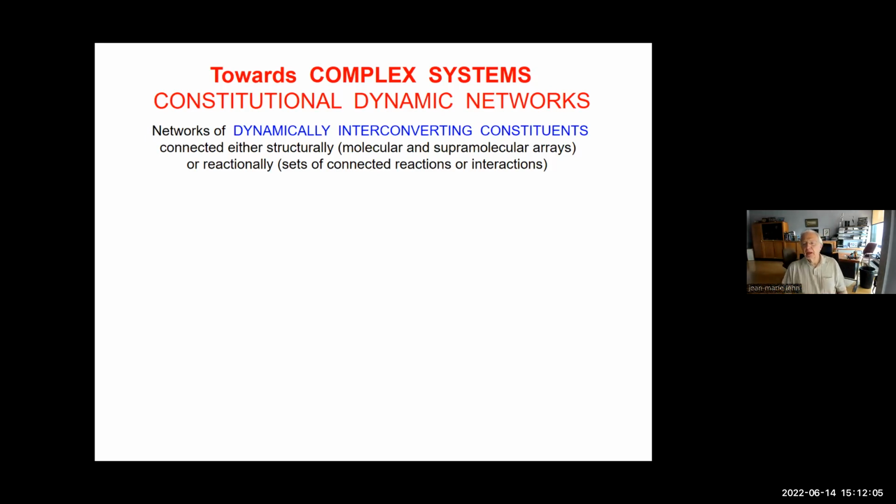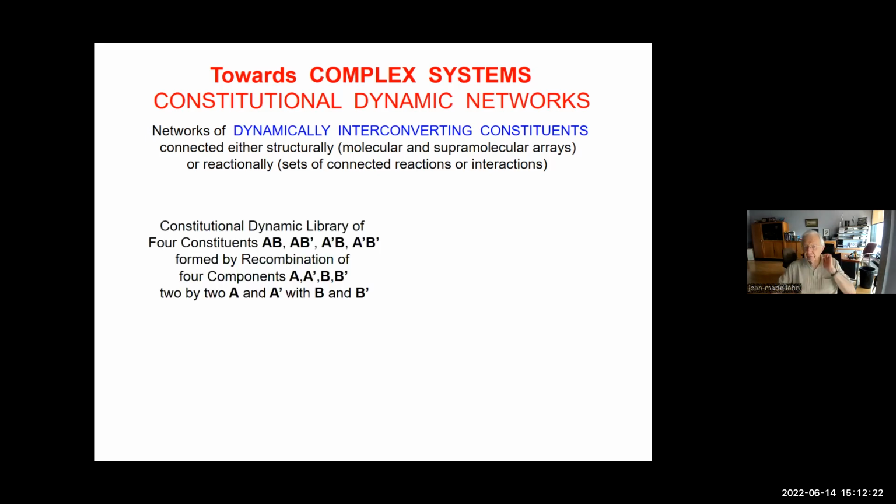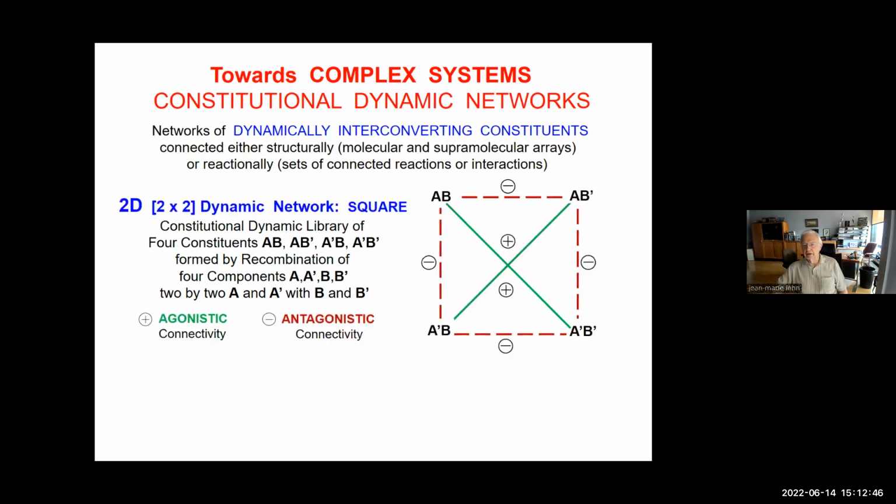You note that when you have a library of exchanging components, if something happens to one of them, the other ones will know it because there will be a redistribution. So let's have a look how we can define a network. And I take the simplest network. You have A and A prime, which can react with B and B prime, the same nomenclature I already used, forming AB, AB prime, A prime B, and A prime B prime. Okay, now these are four constituents. The graph, which represents the network, is a square.